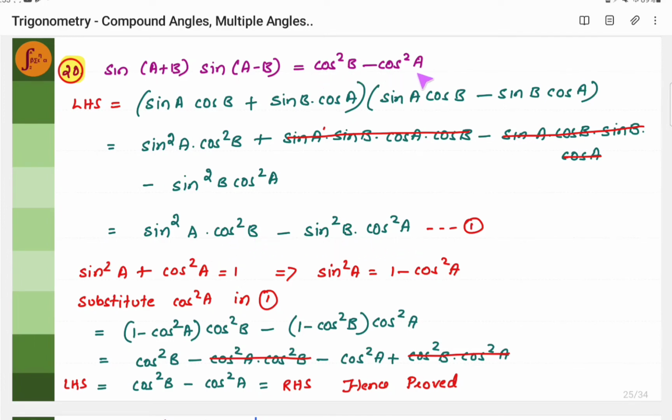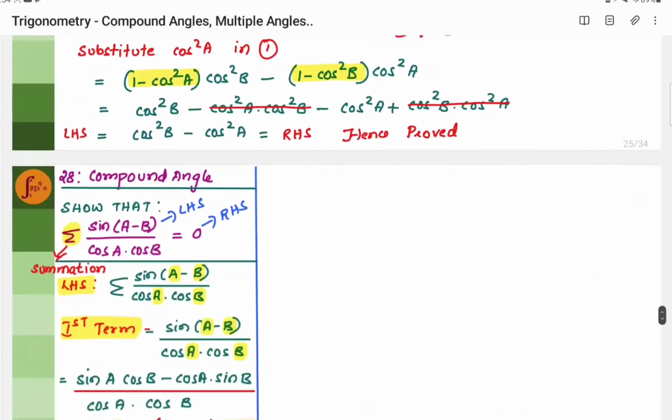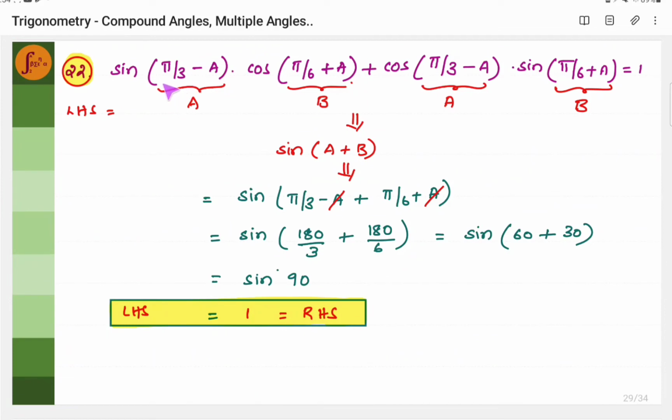So we need this particular expression only in terms of cos, not sin. That means we'll have to somehow eliminate sin. How can we eliminate sin? Using this formula: sin square A plus cos square A is 1. Therefore, sin square A is 1 minus cos square A. Now substitute 1 minus cos square A here instead of sin square. Here also you'll substitute, and here too. Then you expand. Terms will get cancelled. Then you'll be left with cos square B minus cos square A, which is nothing but the RHS. We have proven.